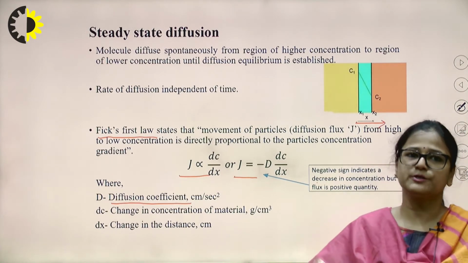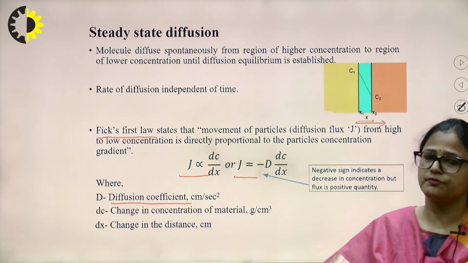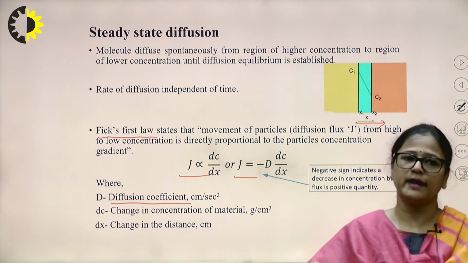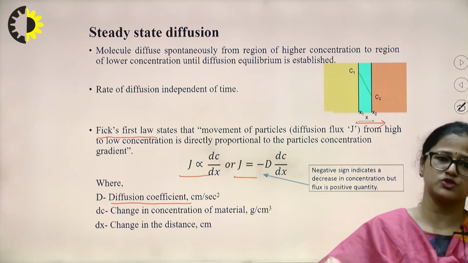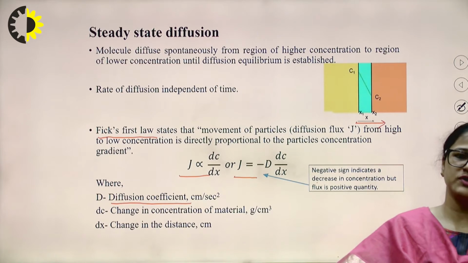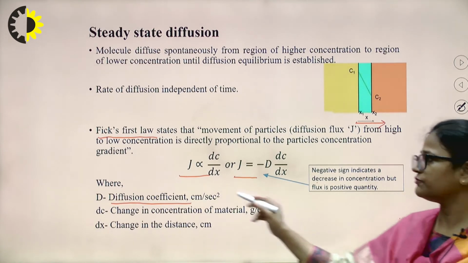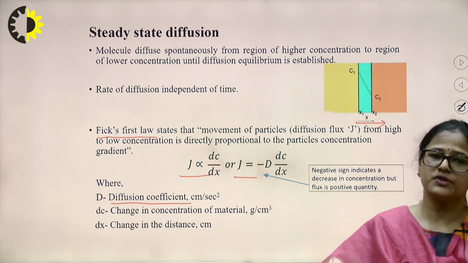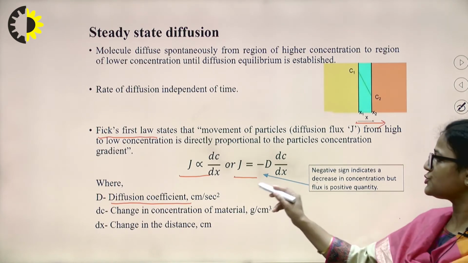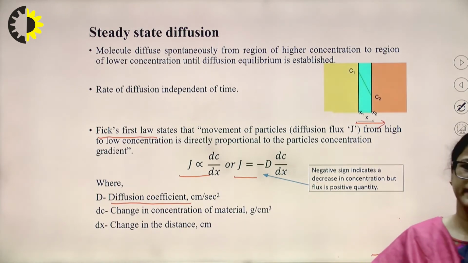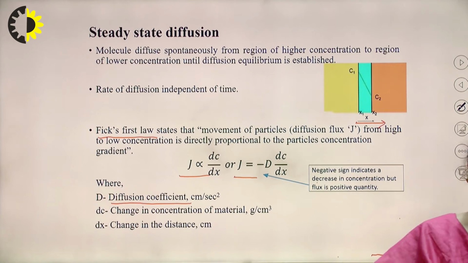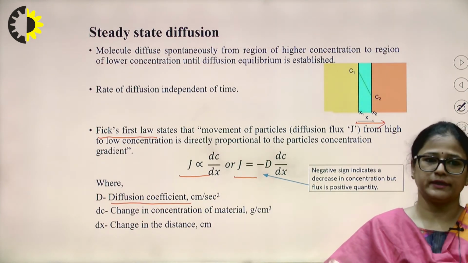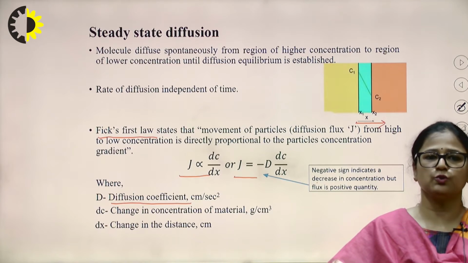One famous law for steady state diffusion is Fick's first law, which states that the movement of particles from high to low concentration is directly proportional to the particle concentration gradient. So J is the diffusion flux, which is proportional to dC upon dx, the concentration gradient. So J equals minus D dC upon dx, where the negative sign indicates a decrease in concentration, but flux is a positive quantity. D is the diffusion coefficient.